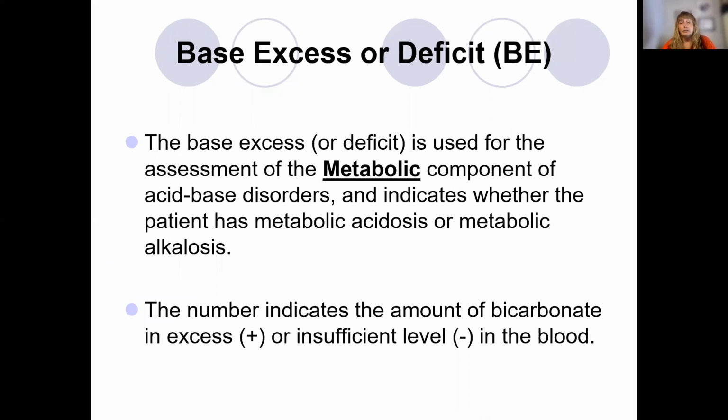It's called base excess or deficit, and it's really another measurement of the metabolic component. The base excess or deficit is used for the assessment of the metabolic component of any acid-base disorders. It shows us whether the patient has a metabolic acidosis or a metabolic alkalosis, and how bad it is in relationship to the metabolic component or the bicarbonate. So the number of this base excess or deficit indicates the amount of bicarbonate that is in excess in our blood or an insufficient level in the blood. So that's where you get the negative base deficits.